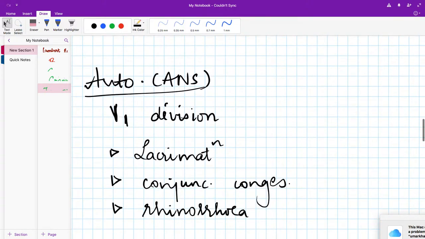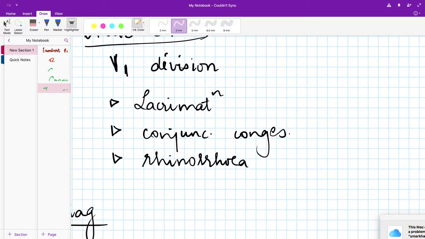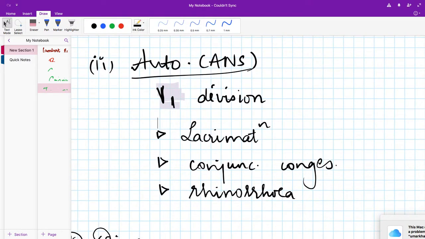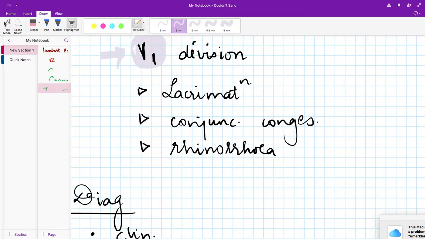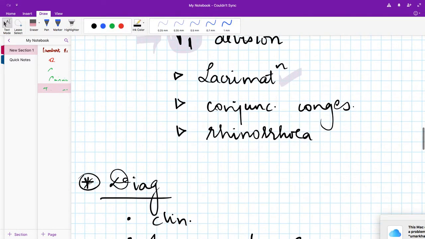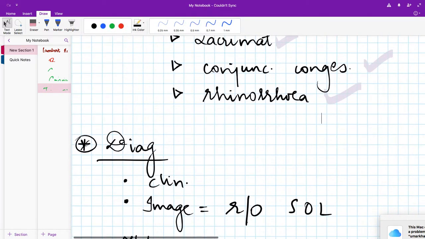Now the second thing will be autonomic symptoms. It's because of the 5-1 division. This is a very important and confusing point: if the person sometimes has autonomic features, ANS related, then they will be because of involvement of the 5-1 division. But pain usually involves 5-2 and 5-3. Autonomic signs and symptoms are usually associated with 5-1 involvement. For example, they will be mainly seen in the eyes, in the upper part of the face. So there will be increased secretions in the form of lacrimation, conjunctival congestion and rhinorrhea.